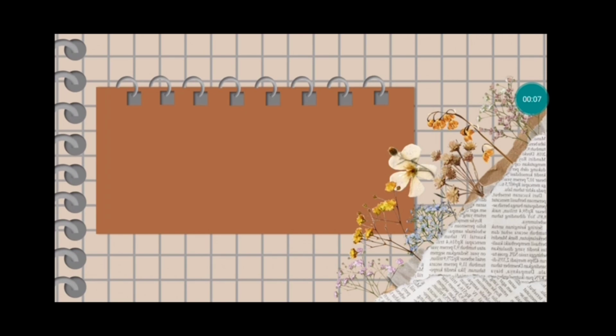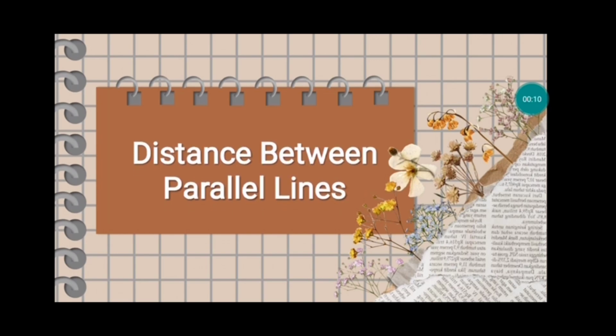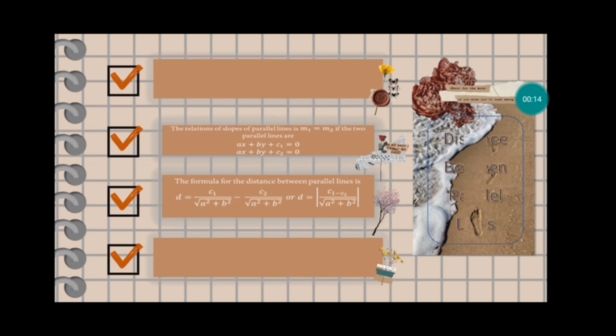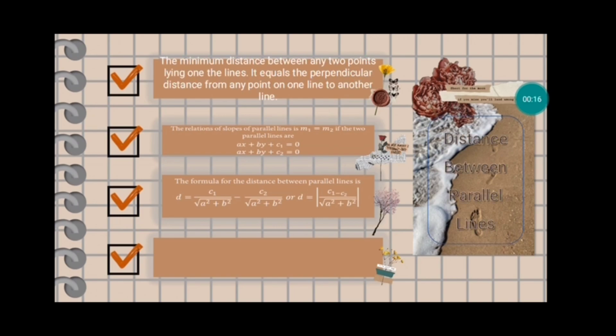For today's video we're going to tackle the distance between parallel lines. Distance between parallel lines is the minimum distance between any 2 points lying on the lines. It equals the perpendicular distance from any point on one line to another line.